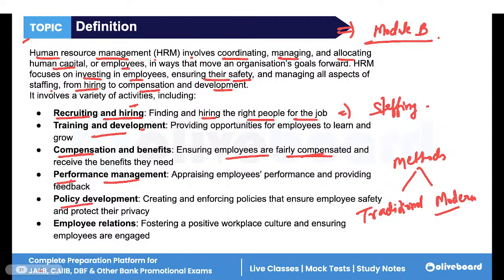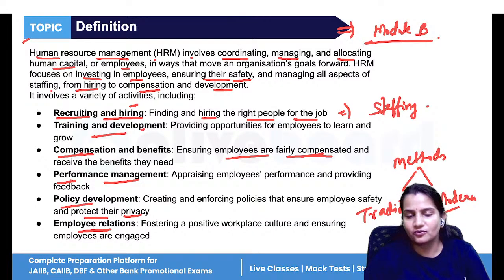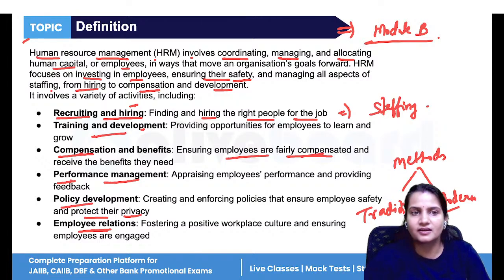Then policy development. So creating the policies, providing a safe environment for your employees, and also protecting their privacy. And at last, making a good relation with your employees, because both have to understand that manager and employees are important to each other. Without employees, manager can do nothing. Manager cannot make any profit from the company without their people, and without manager, the employees cannot move in the right direction. So both have to understand that each one of them is important.